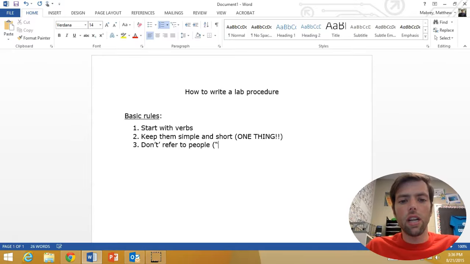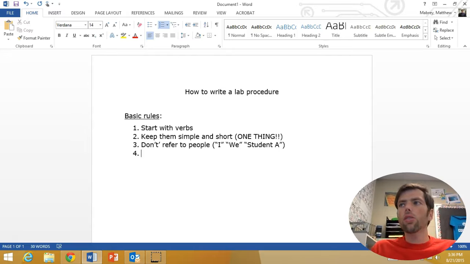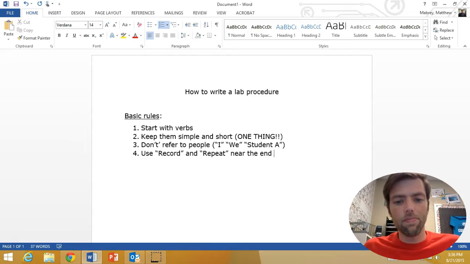Next, don't refer to people when you write procedures. I shouldn't see the words I, we, student A, etc. Also, use the words record and repeat near the end to keep your steps as few as possible.